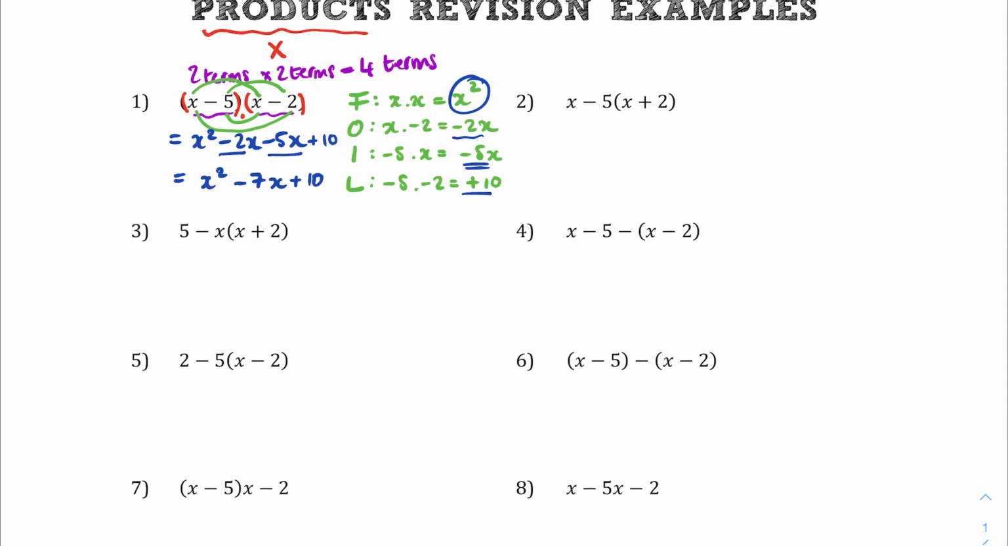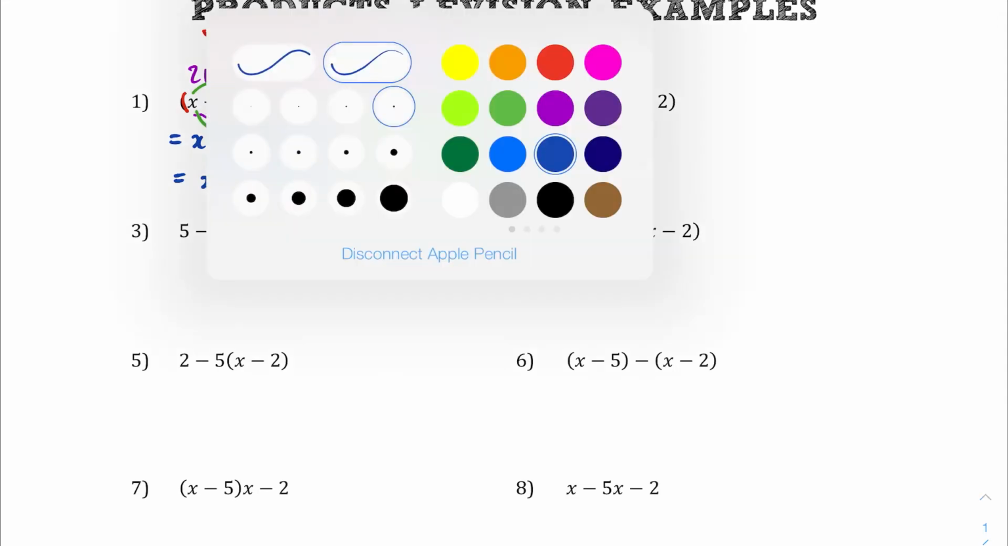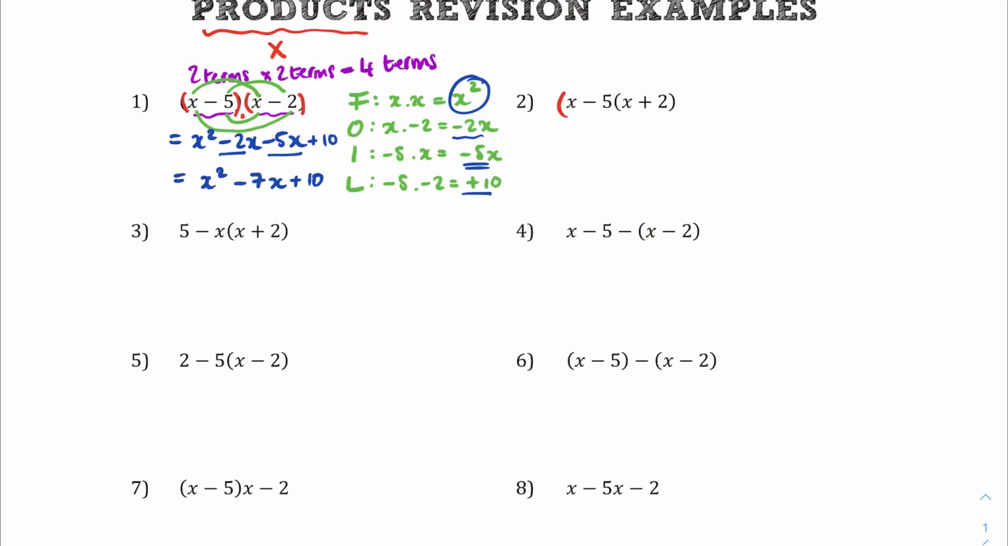Now, let's look at the next one here. Compare question number 2 with question number 1. A lot of those letters are the same. I've got an x and an x. And I've got a -5 and I've got a -2. So this to me is looking very similar to question 1. However, we're missing these brackets. There are no brackets around these terms. We can't just go and put them in. That wasn't in the original expression.